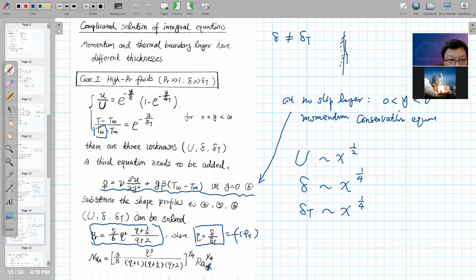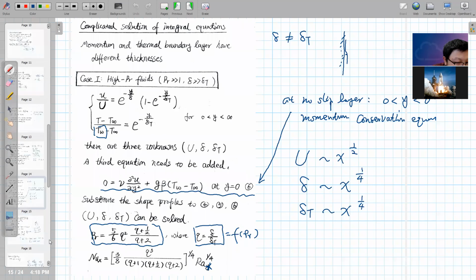Another, more difficult way is that we have different boundary layer thicknesses for delta and delta T. In this case, if we assume this profile, we have three unknowns, and we introduce an additional momentum equation in the region close to the wall, and we have three equations. We can solve it.